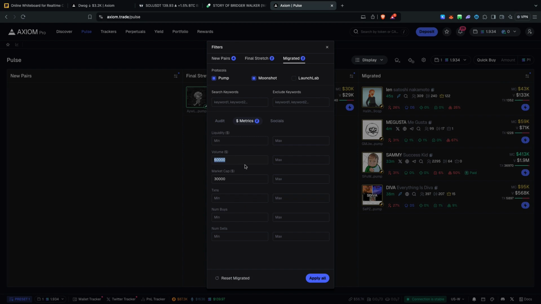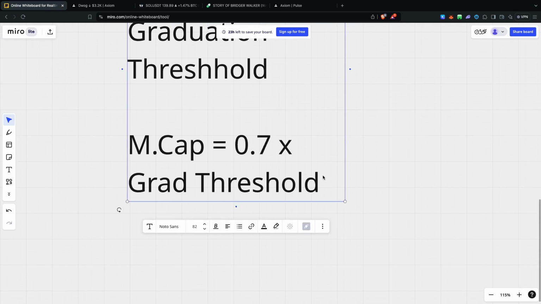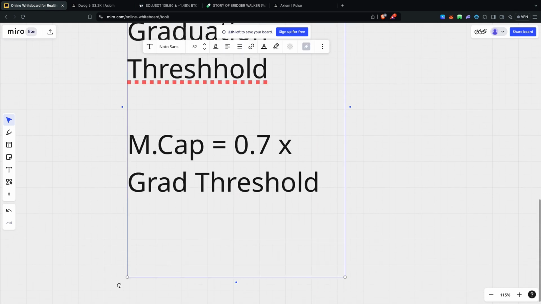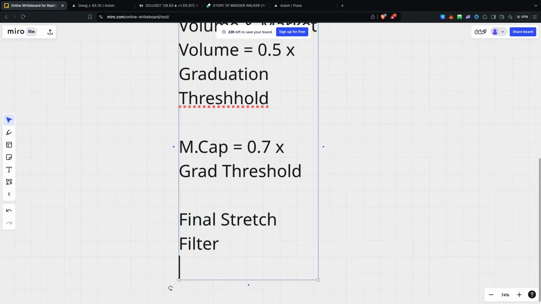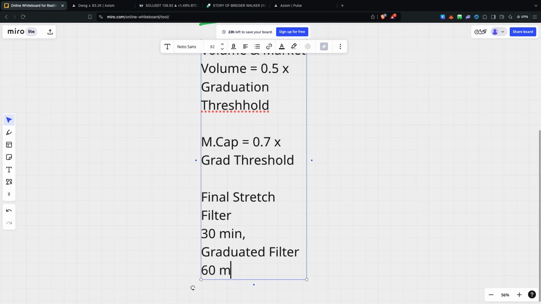Okay, you can even bump it up a little bit, it doesn't really matter, but if you put the same formula right over here, you guys are going to be good to go. So the only differentiating factor as far as your filters is concerned is obviously the time frame. On the final stretch filter, you are using basically 30 minutes. Then when it comes to your graduated filter, you are using 60 minutes.